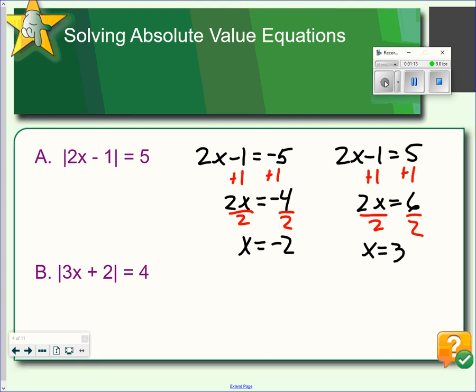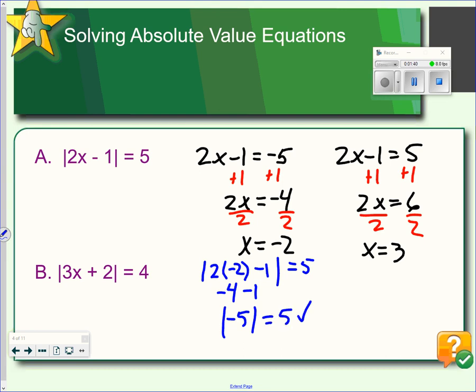Then to check and see if these are actually good solutions, we need to plug them back into the original equation and make sure that they work. So if we plug a negative 2 in, we have the absolute value of 2 times negative 2 minus 1. That's supposed to equal 5. 2 times negative 2 is negative 4. Negative 4 minus 1 is negative 5. The absolute value of negative 5 is 5.